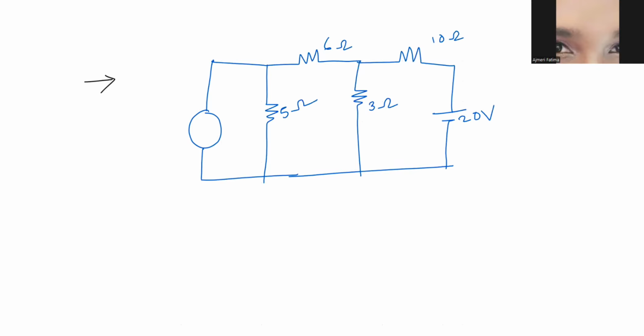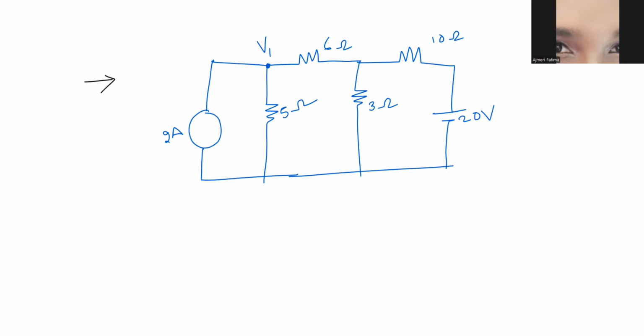So basically, how many nodes are there? There are two nodes. This is the first node. Let me name it as V1. So what is a node basically? Where two or more circuit elements meet. But this is called a principal node. It is a node where three or more circuit elements meet. So this is V1, and here it is V2.